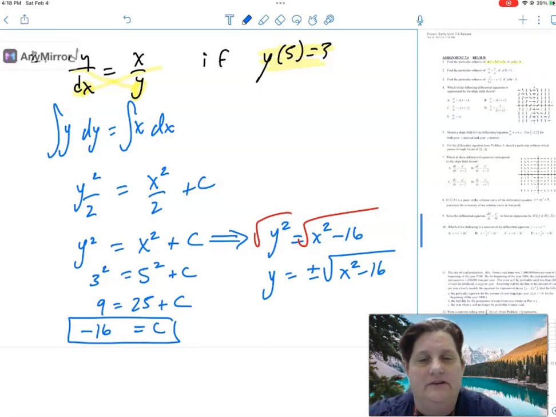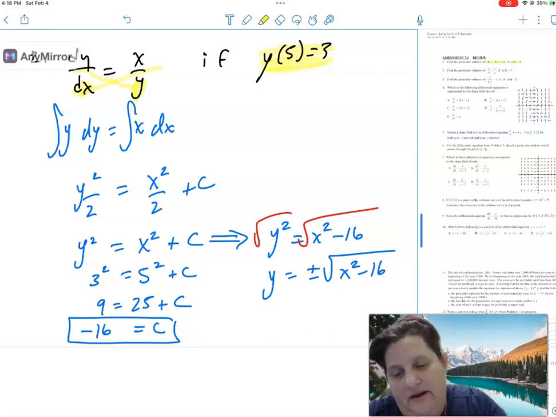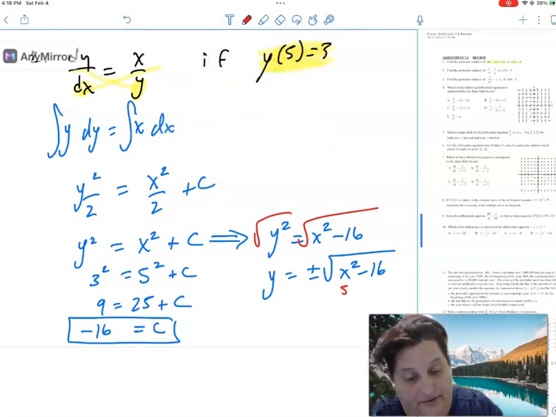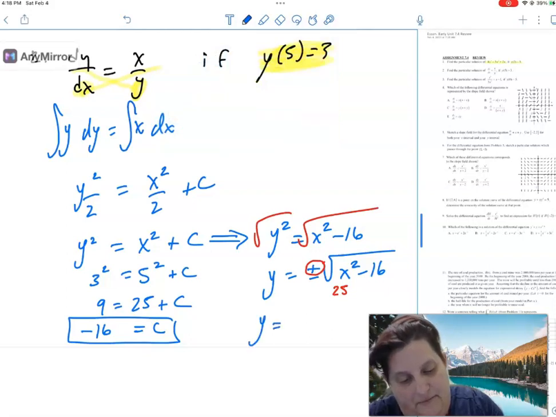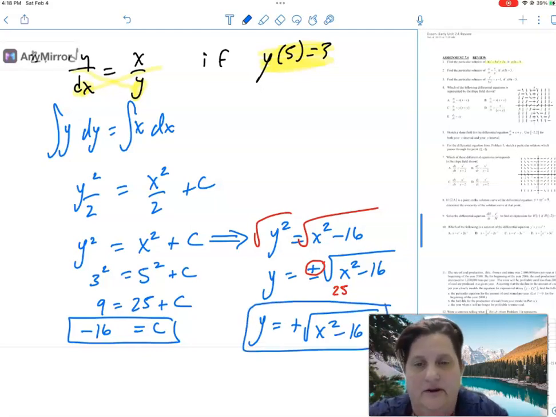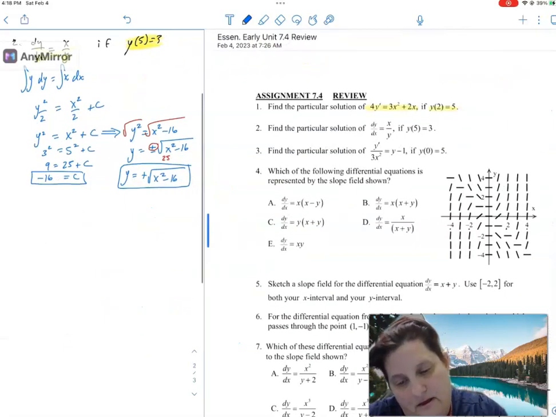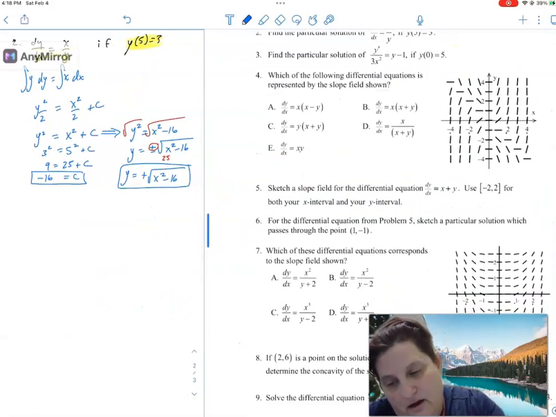And then I have to decide which one I pick. Well, if I come up here, it says if I plug in 5, it wants me to get a positive 3. If I plug in 5, so 5 squared, that'll be 25 minus 16. To get a positive 3, I'll just need to pick the positive one. So that's my answer, positive square root of x squared minus 16. Obviously, you don't need to put the positive there, but you guys get the idea.